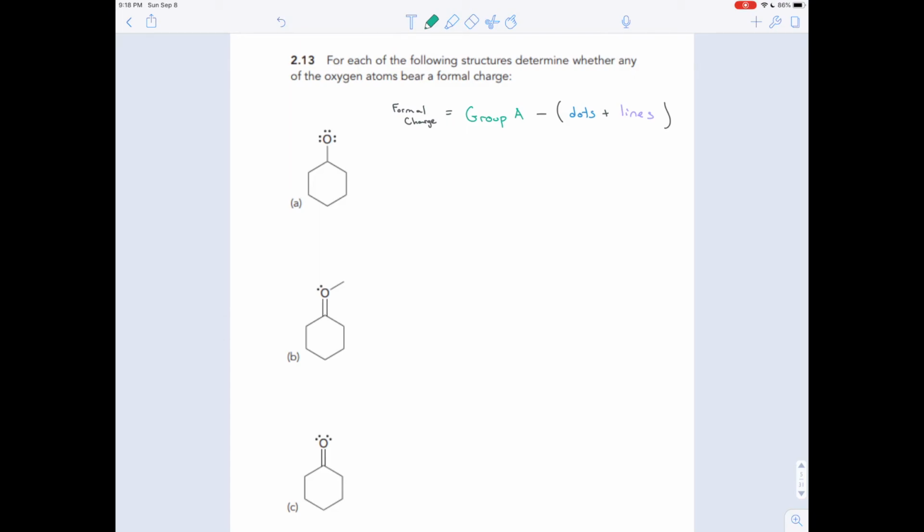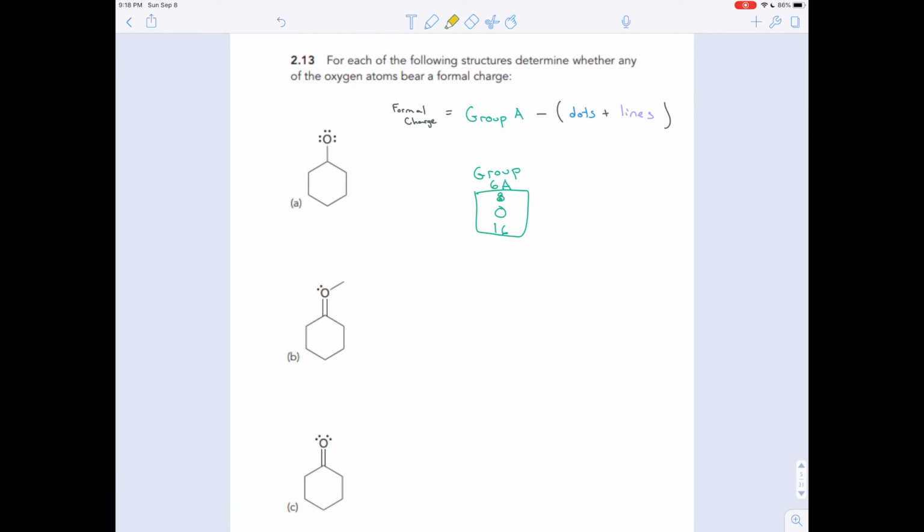Now remember, the formal charge is the charge on an atom, and you get it by taking the group A number, the column that it's in. Oxygen is in group 6A, and that tells you how many valence electrons that atom normally has, so 6. So group 6A, and you subtract the dots and the lines around it. So this is the normal number of valence electrons right here, and then this is the number of valence electrons in that particular molecule. And the balance between those gives you the charge on the atom, the formal charge.